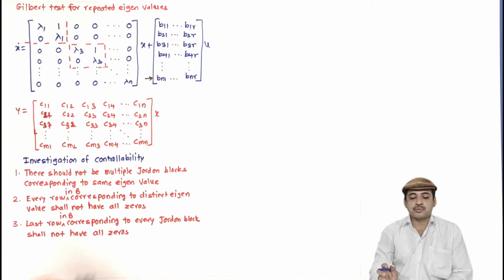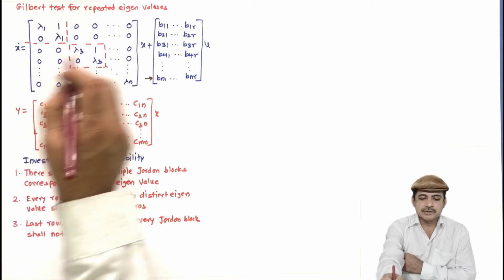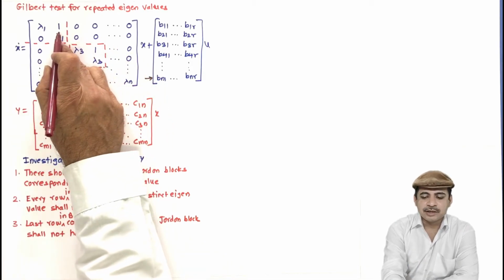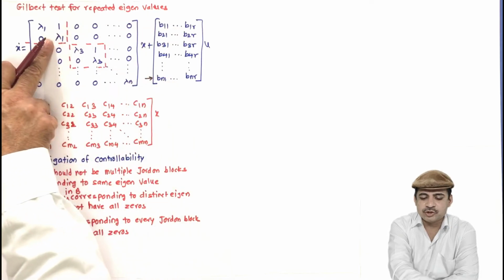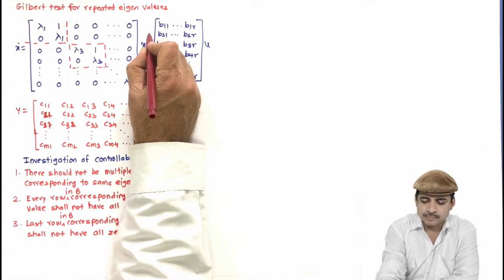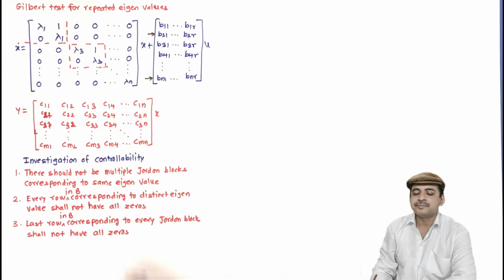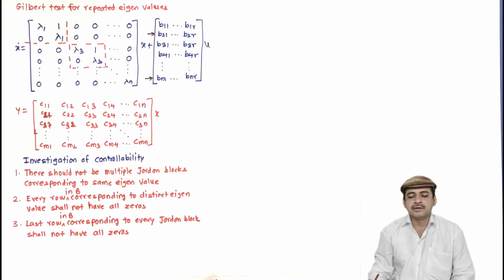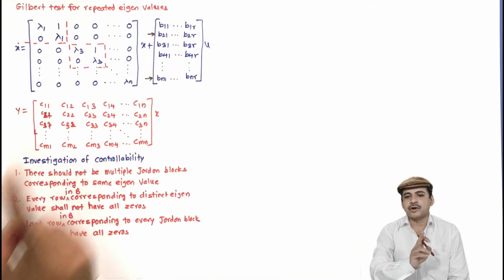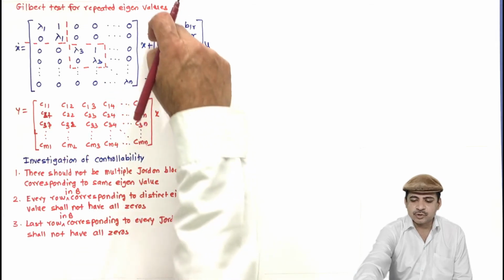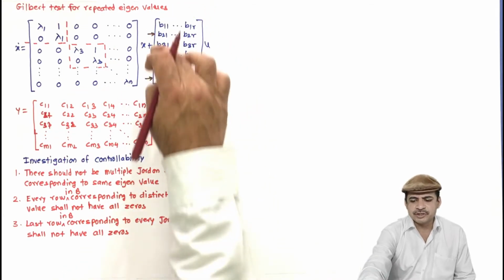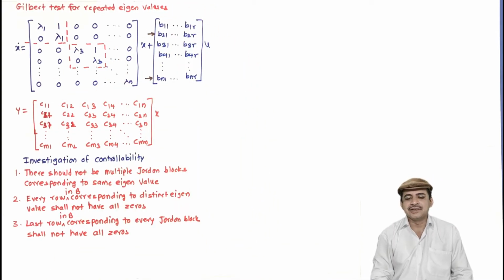So the last row corresponding to each Jordan block. This is the first Jordan block. The last row in B corresponding to this Jordan block is the second one. This row shall not have all zeros. That means this row can have all zeros, but this row shall not have all zeros.